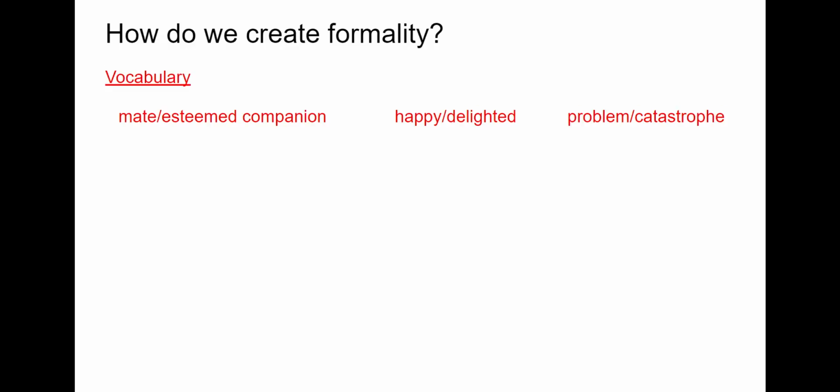Well, first of all, it's the vocabulary you use. For example, if you're writing an informal letter, you'll use commonplace, easily understood language, something that you don't need a very wide vocabulary to understand. And you can also use slang. For example, in informal, you'd say "mate."